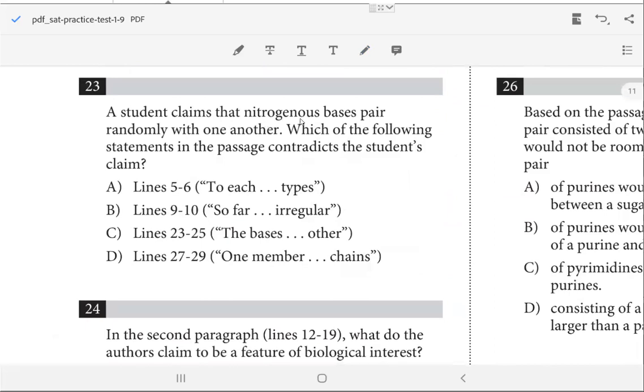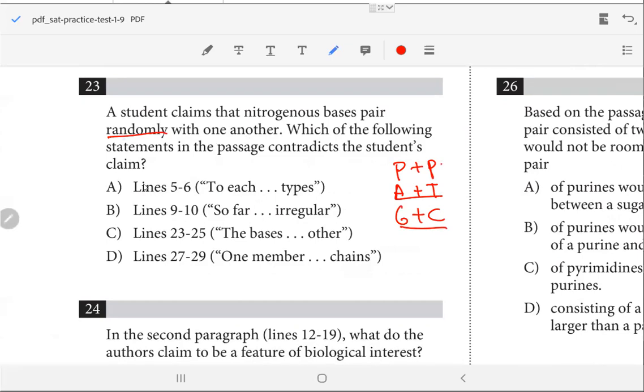Student claims that nitrogenous base pair randomly with one another. 완전히 randomly라고는 볼 수는 없죠. 왜냐하면은 pyrine이랑 pyrimidin이랑 하나씩 들어가야 되고, 뭐 예를 들어서 adenin이랑 thymine이랑만 페어될 수 있고, guanine이랑 뭐였죠? cytosine? 예, 이렇게만 될 수 있으니까 완전 랜덤하다고 볼 수는 없죠. 그런데 a student claims, student가 claim을 해요. Pairs randomly with one another. Which of the following statement in the passage contradicts the student's claim?